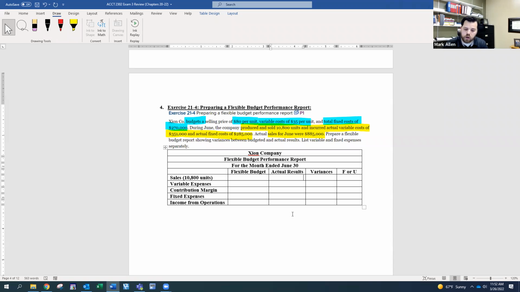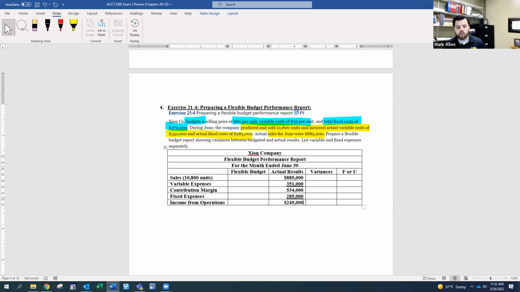Now, I'm going to suggest you go ahead and knock out the actual column first because it's given. We were told actual sales, 885. Actual variable costs, 351. That difference, pop it in a calculator real quick, 534. Not 554, 534. Then we were told actual fixed expenses, 285. And that comes down to 249.